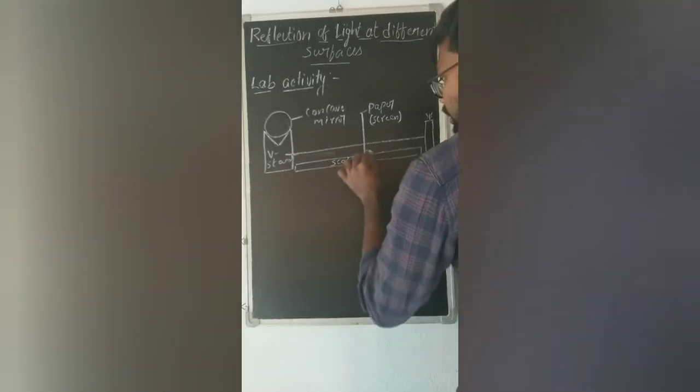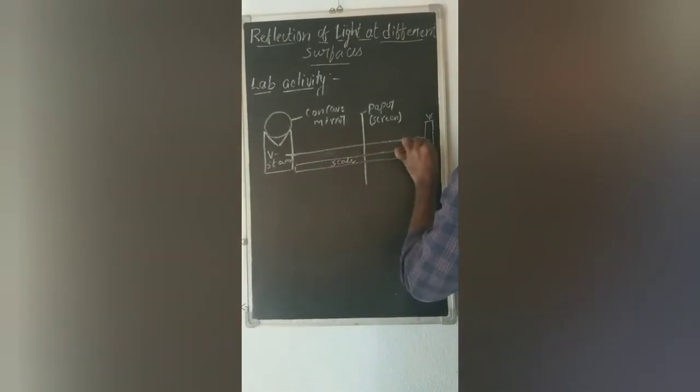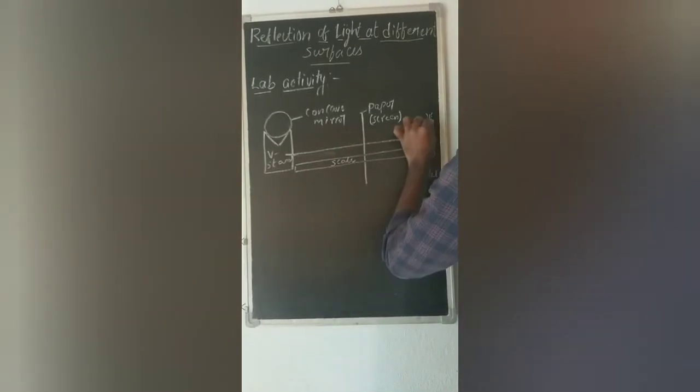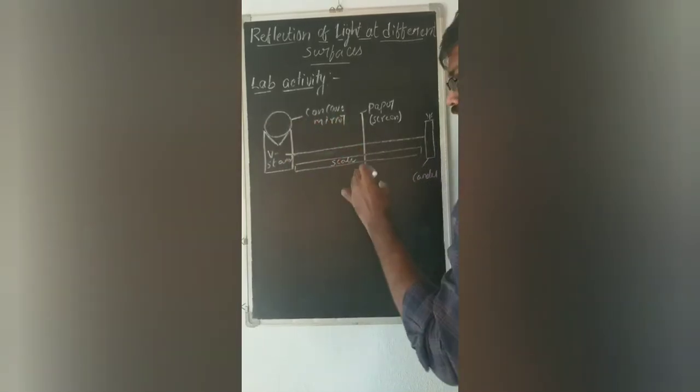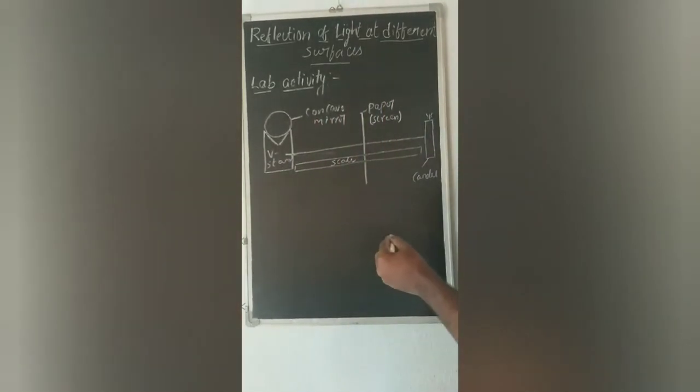For example, if we move the candle near to the mirror, which means candle near to the screen, then what will happen? Image will be enlarged as well as erect it will form. Okay. For that we have one table form.